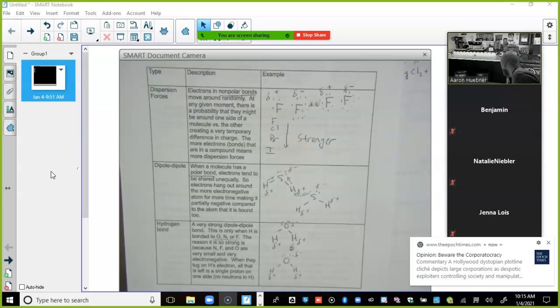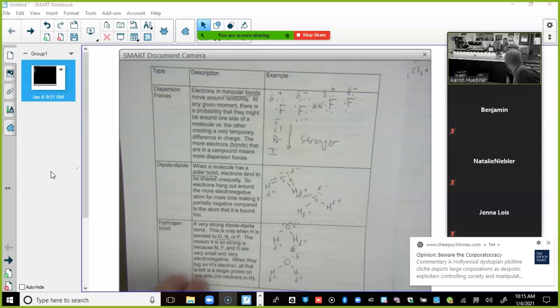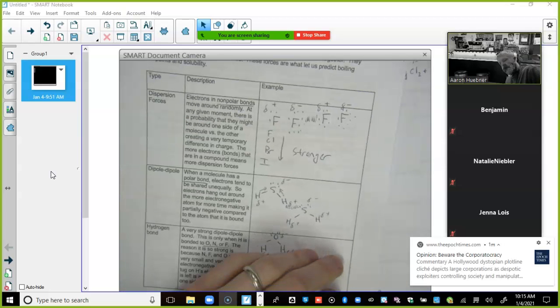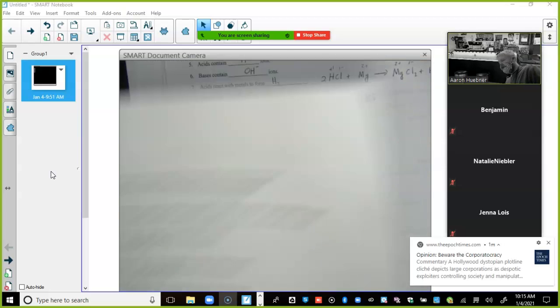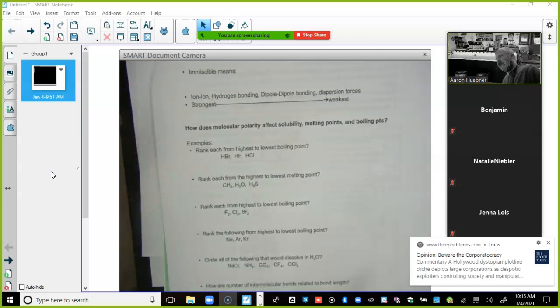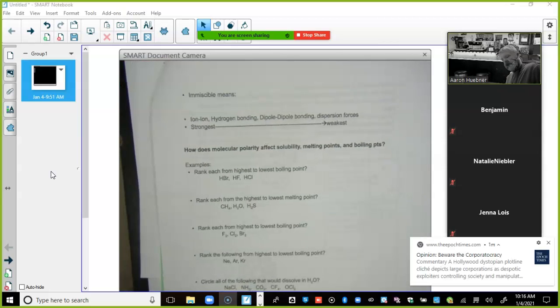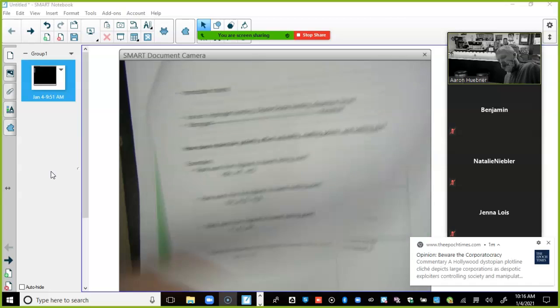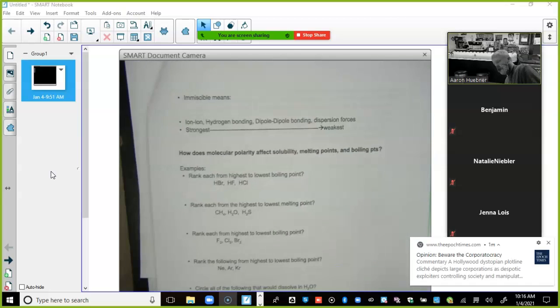Questions on that? That's intermolecular forces in a nutshell. Okay, then we got a few little practice things. I guess we'll probably get to allotropes maybe on Wednesday. Maybe we'll get to that.